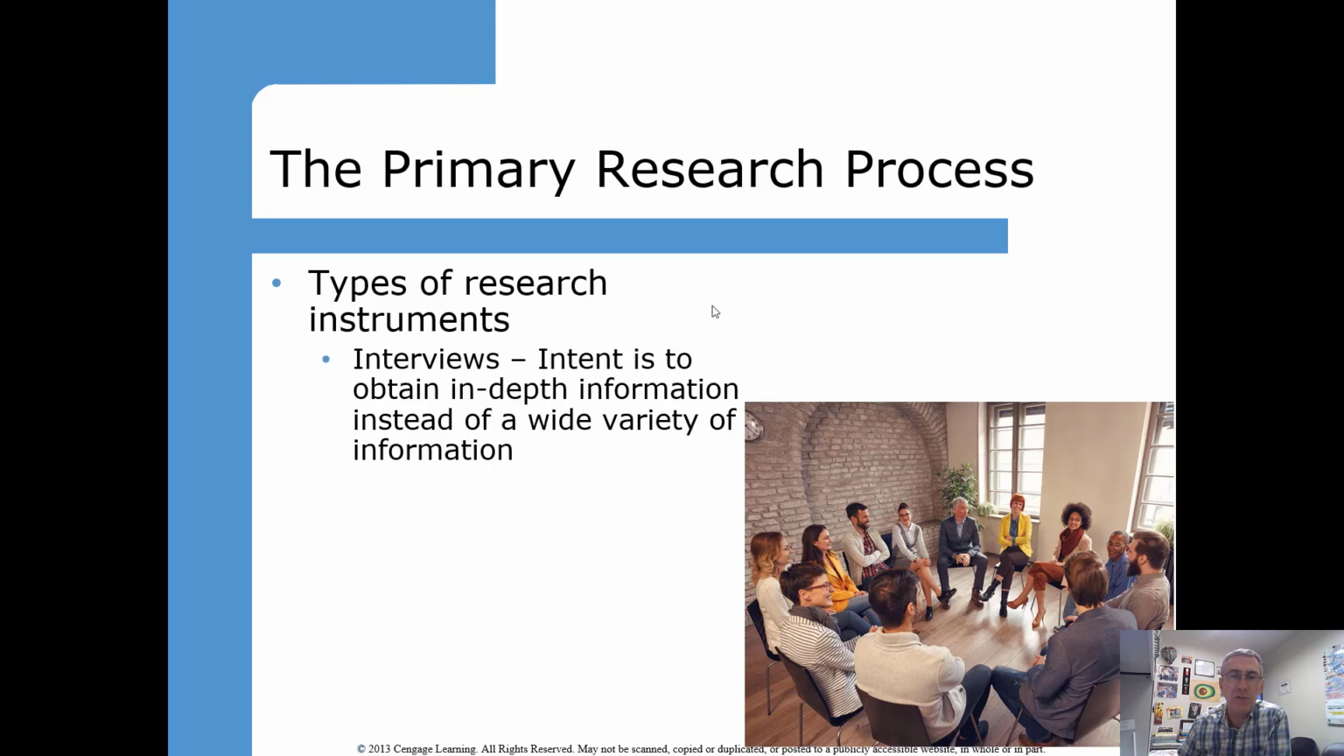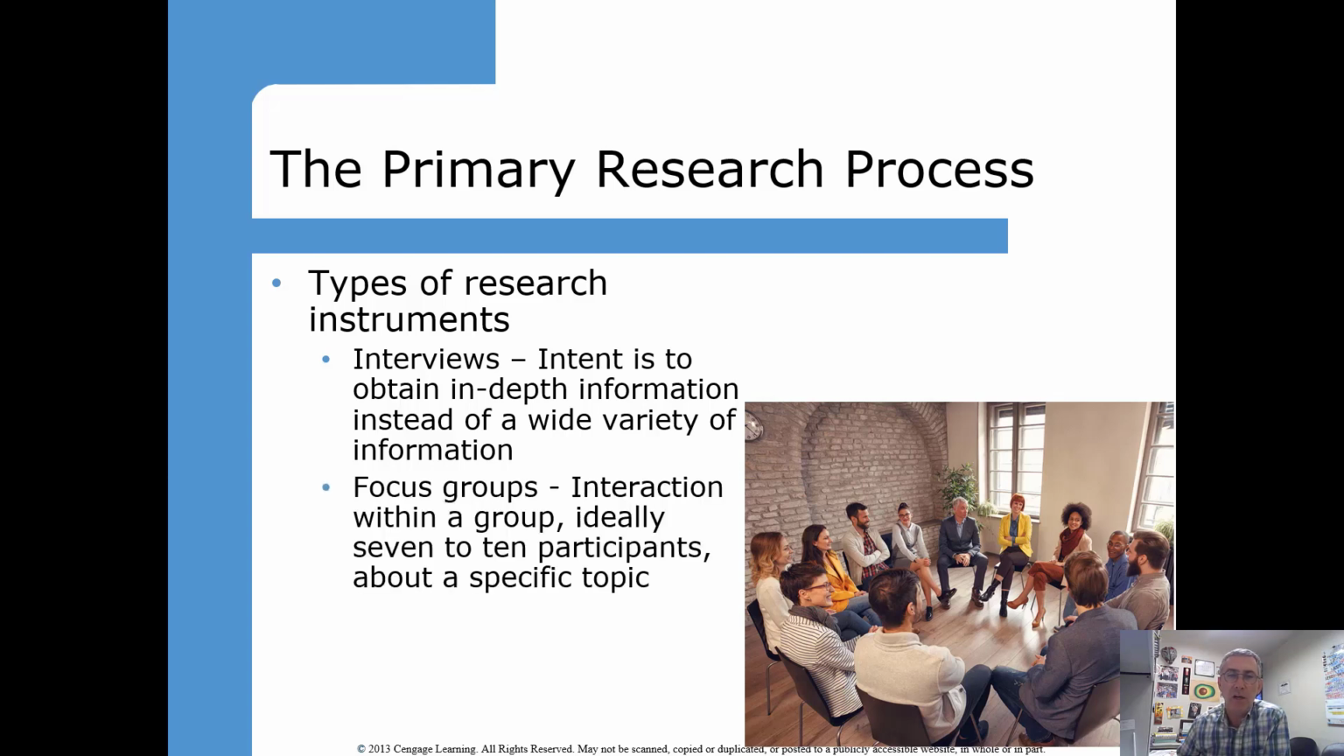And so the interview is a big one. The intent is to obtain in-depth information instead of a wide variety of surface information. I'm sure you're all familiar with what a focus group is. This could be what a focus group looks like. Sometimes there's a one-way mirror, but a lot of times it's like this: interaction within a group, ideally 7 to 10 participants, about a specific topic.